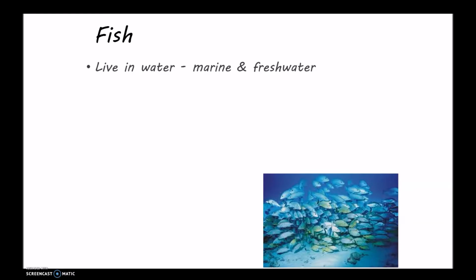So our fish, we know they all live in water, either marine or freshwater, and we're going to be more focused on the marine side of things, it being a marine biology class. They don't have lungs, and they get their oxygen from the water using gills. What would have been their lungs is converted into a swim bladder. A swim bladder can take in air, and it allows the fish to control its buoyancy, so where it is in the water column.